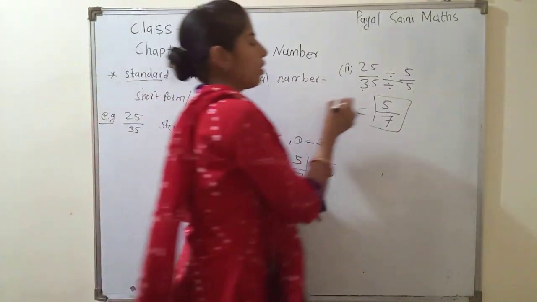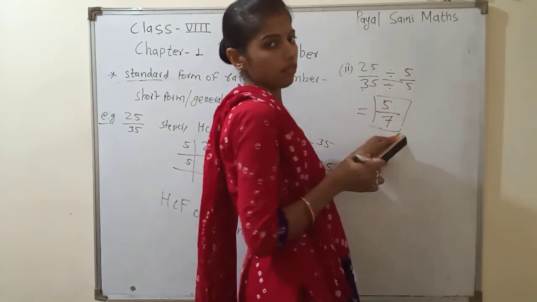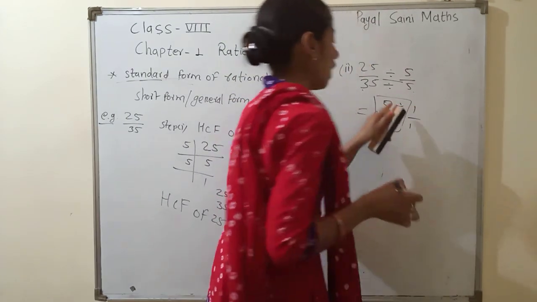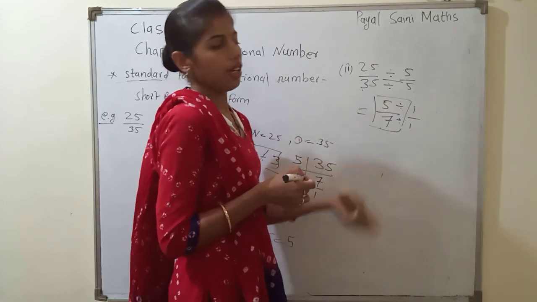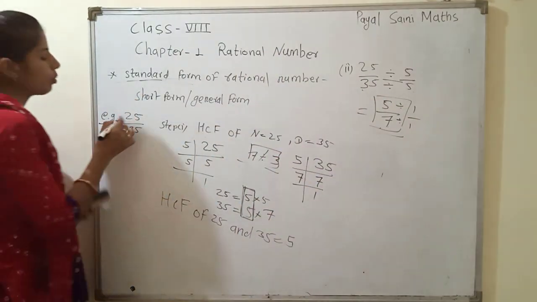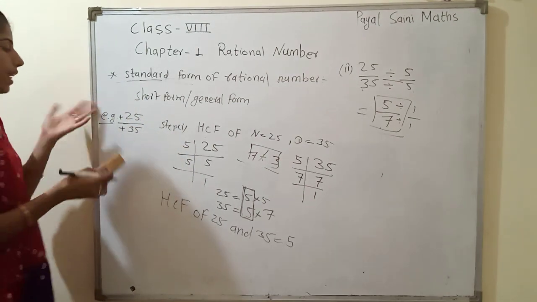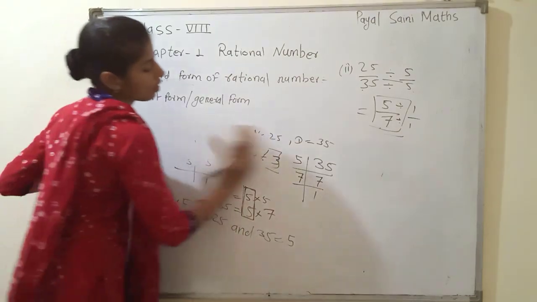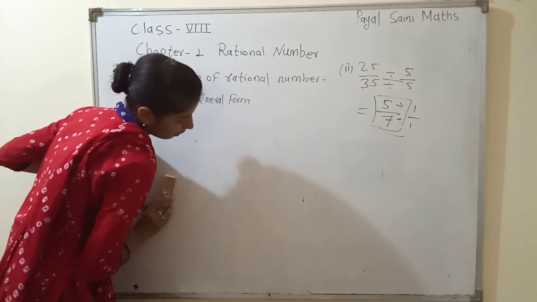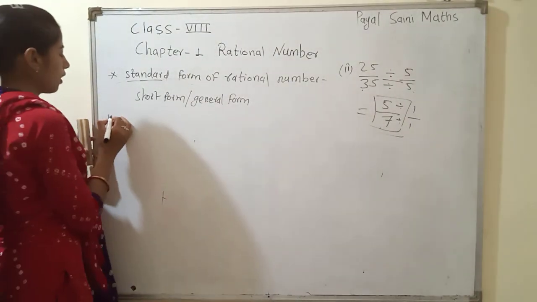How? Because we know that 5 by 7 is divisible only by 1, and that is the standard form. This is for when both P and Q are given as positive. But next, in the next example, if one number is given positive and one is given negative, then what do we do?